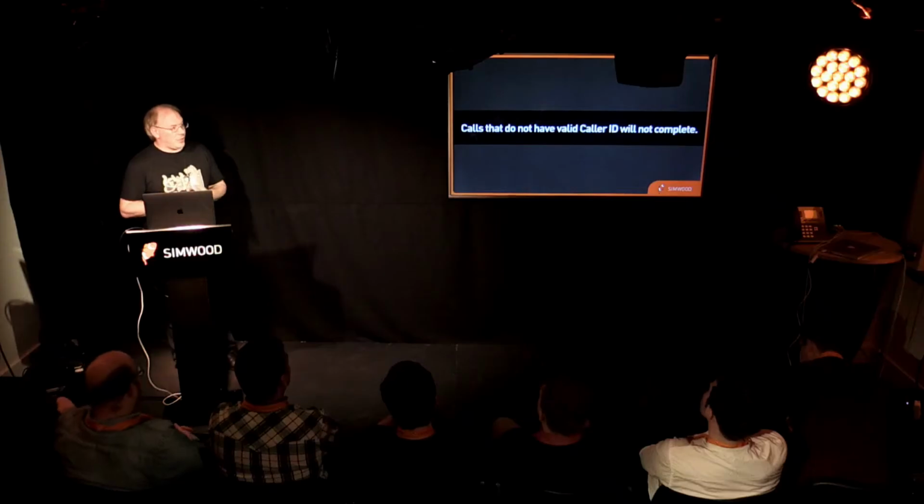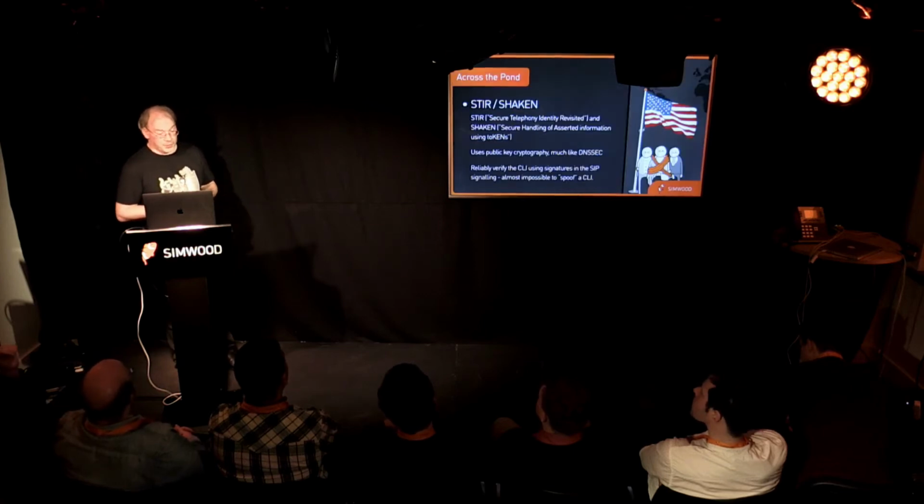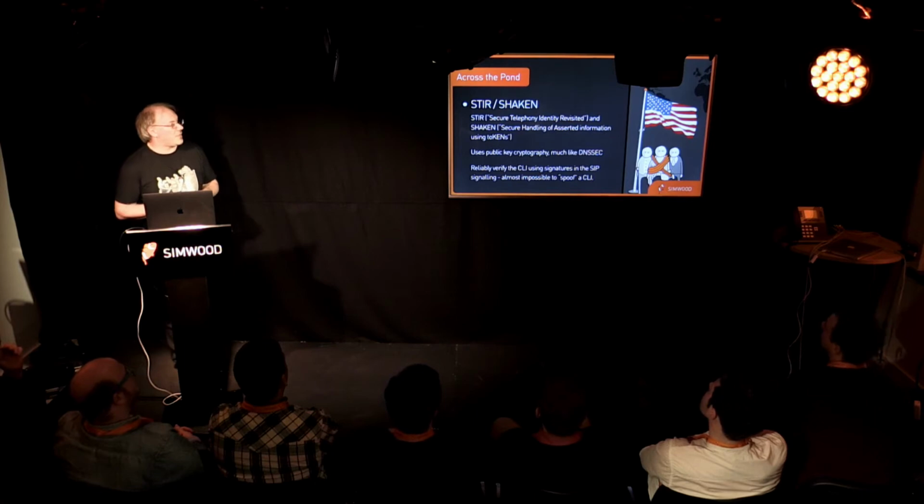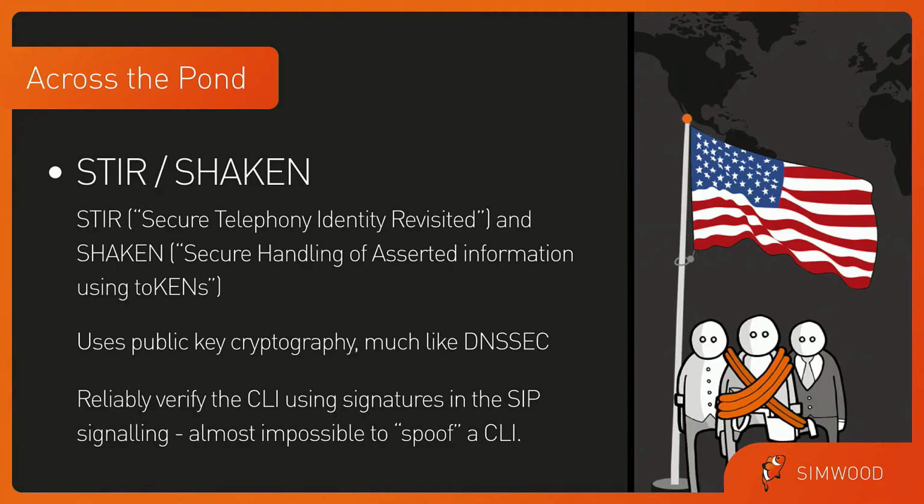As you met Tom in his introduction this morning from the US, we are now doing stuff across the pond. So what have they got across the USA? It's interesting. They've got something called STIR and SHAKEN, or SHAKEN and STIR, depending what way you want to look at it. It's actually a really intelligent solution. It uses public key cryptography, much like DNSSEC. Basically, for every single call, we now have to verify the CLI using a signature in the SIP.